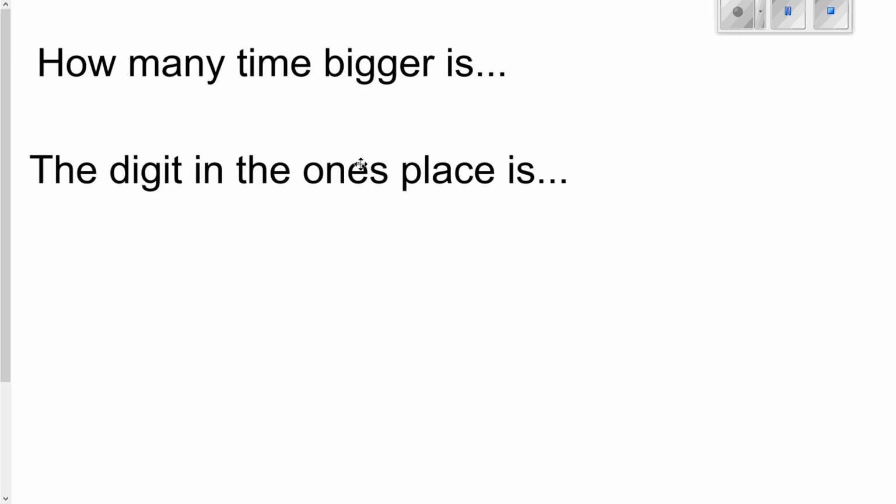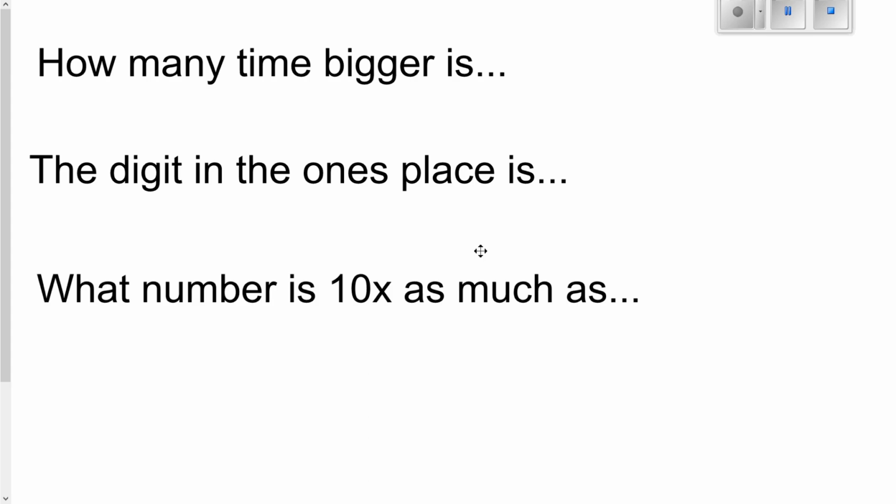You might see a question like the digit in the ones place is blank times as much as the digit in the tenths place or the digit in the hundredths place. You might see a question like, what number is 10 times as much as another number? Or they'll give you a number: 328 is 1/10 as big as what number? This video is going to help you understand all those questions.